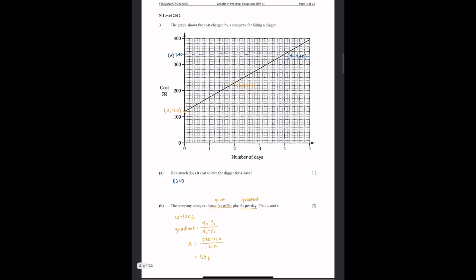Let's look at part B. So the company charges a basic fee of $W. So this basic fee means at day 0, you already have to pay $120. So the y-intercept here will be 120, which is W. So X dollars per day. This means it is the gradient, because the gradient of this line will be cost over number of days. So to find the gradient, you can choose 2 points. Over here, I chose the y-intercept coordinates, which is (0, 120), and this point over here, which is (2, 230). I find the gradient, it will give me 55. So X will be equal to 55.